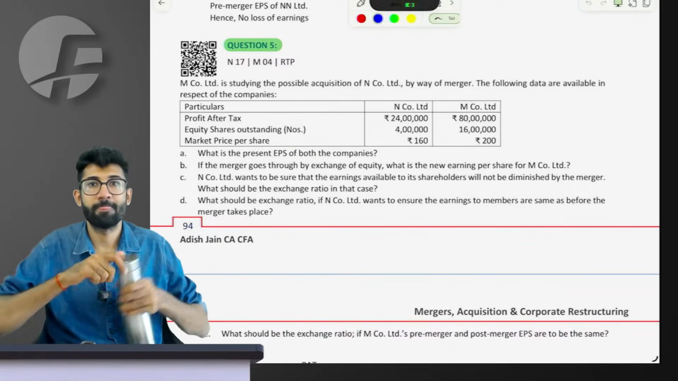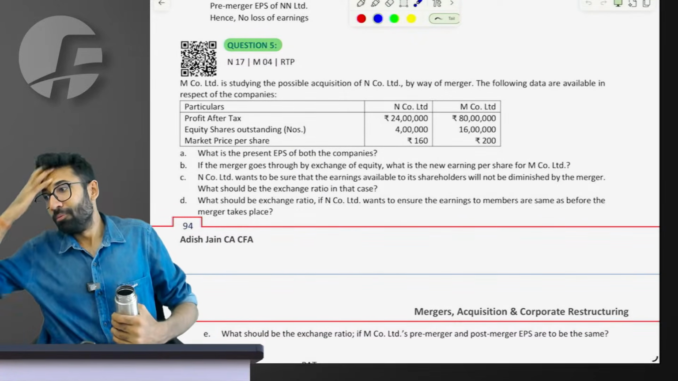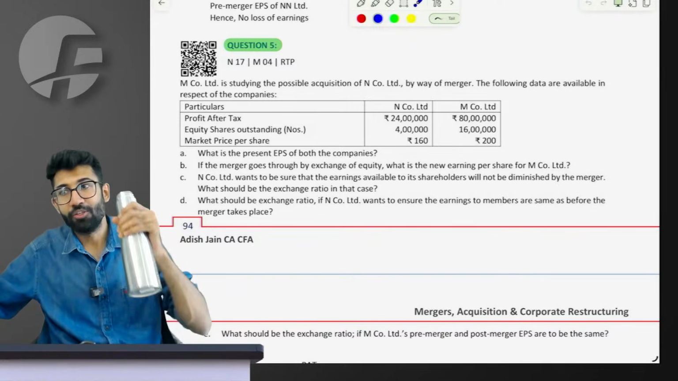Come on. Please, please, please give me that break-even exchange ratio, people.